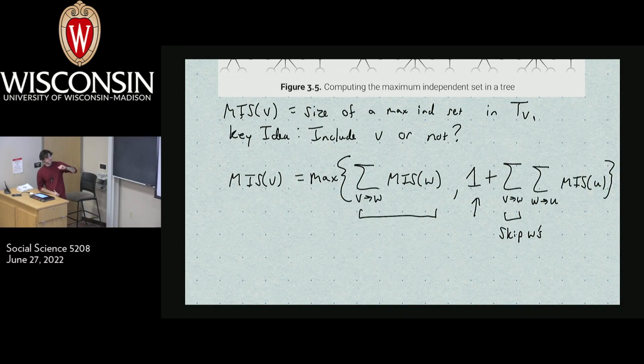The base case is built in because if V is a leaf, if it has no children, then this is going to be 1 plus 0 because those sums will be empty sums. And so we correctly get out the maximum independent set of a leaf is just 1. Okay?